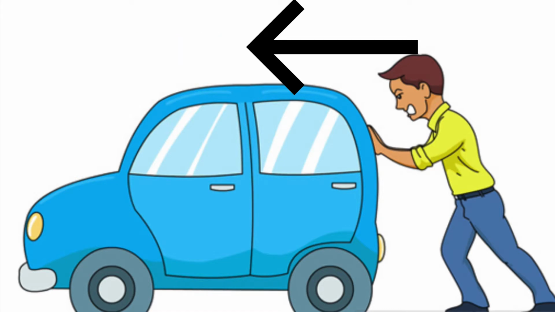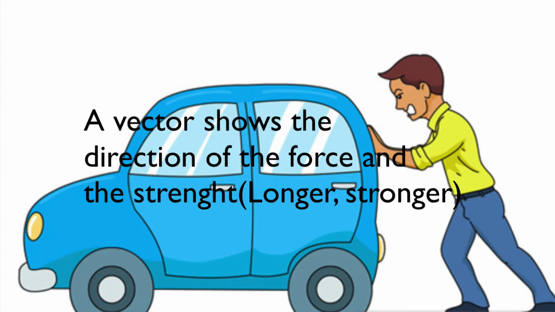But before we start, what is this? Well, this thing right here is called a vector. A vector shows the direction of the force and the strength. The longer, the stronger.